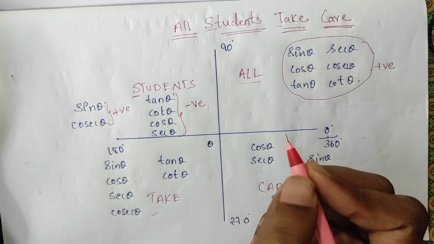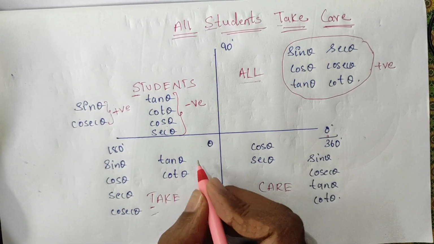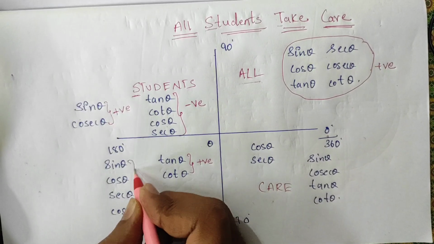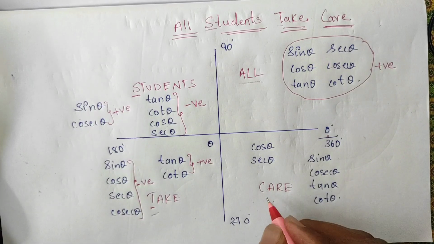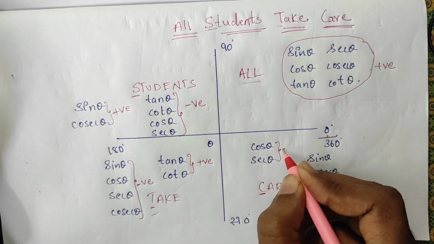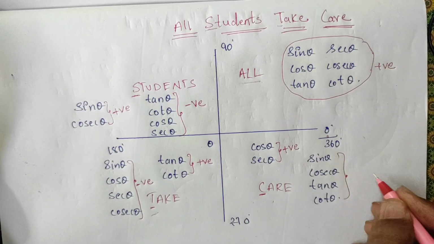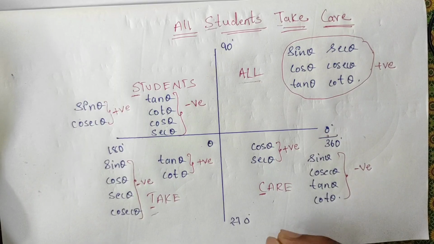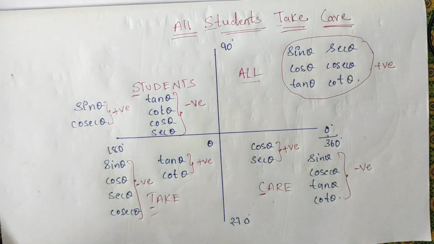It is easy to remember. Third, we have T for tan theta and its reciprocal cot theta. These both are positive in the third quadrant, the remaining 4 are negative. Okay, now here C for Care, for cos theta and its reciprocal sec theta. These both are positive in the fourth quadrant and the remaining 4 are negative in the fourth quadrant. So in this way we can memorize this: All Students Take Care. Okay, I hope you understood this video. Thanks for watching.